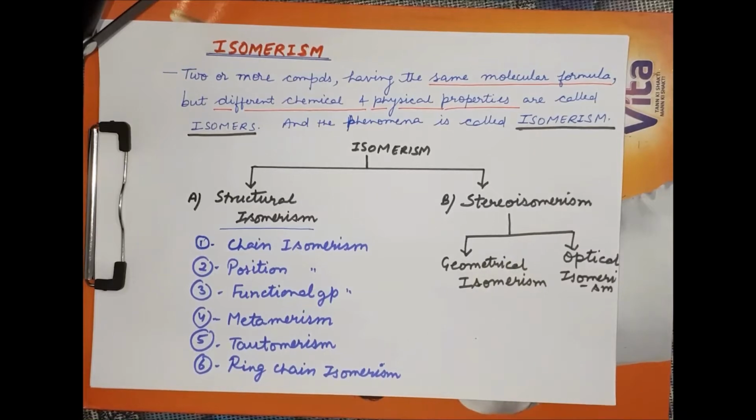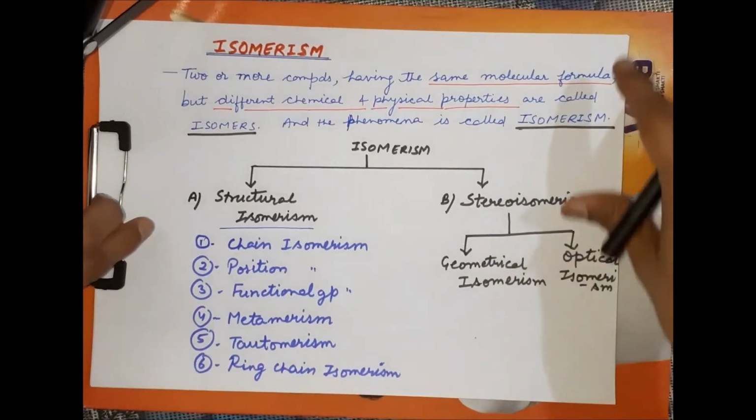This stereoisomerism is not in the 11th class CBSE syllabus, so I will not cover it, but I would like to say here that stereoisomerism is further of two types, geometrical isomerism and optical isomerism. So here I will cover in detail the structural isomerism. We know structural isomerism is also of various types. First is chain isomerism, second position isomerism, third functional group isomerism, fourth metamerism, fifth tautomerism, sixth ring chain isomerism. One by one I will cover all of them in detail.